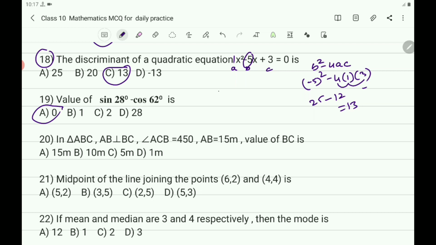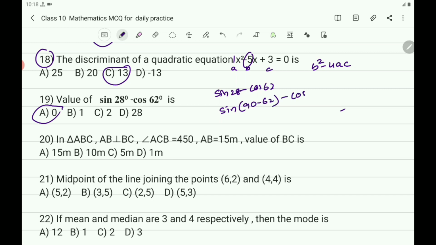How will you get it? You know that sine 28 minus cos 62, if you take sine 28 as sine 90 minus 62, minus cos 62. Sine 90 minus 62 is cos 62 degree, minus cos 62 degree, that you will get 0. So what's the answer here? Option A is the answer. And naturally this sine 28 and cos 62 are equal and the difference is 0.